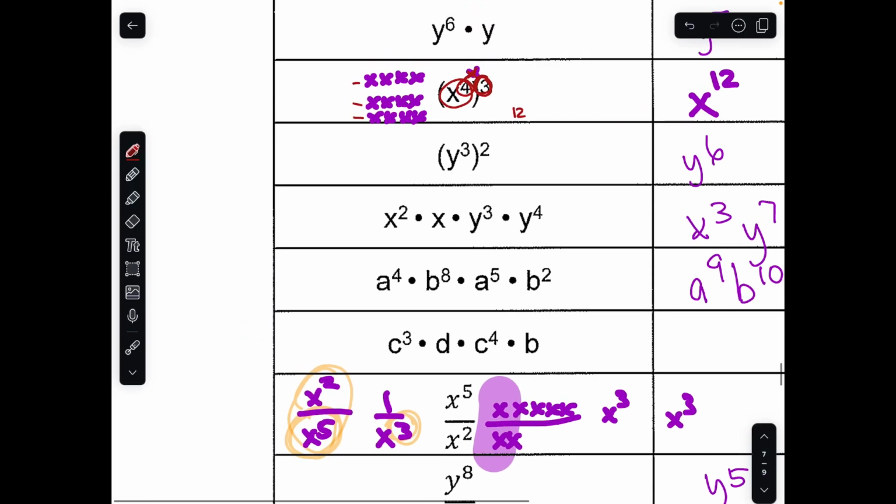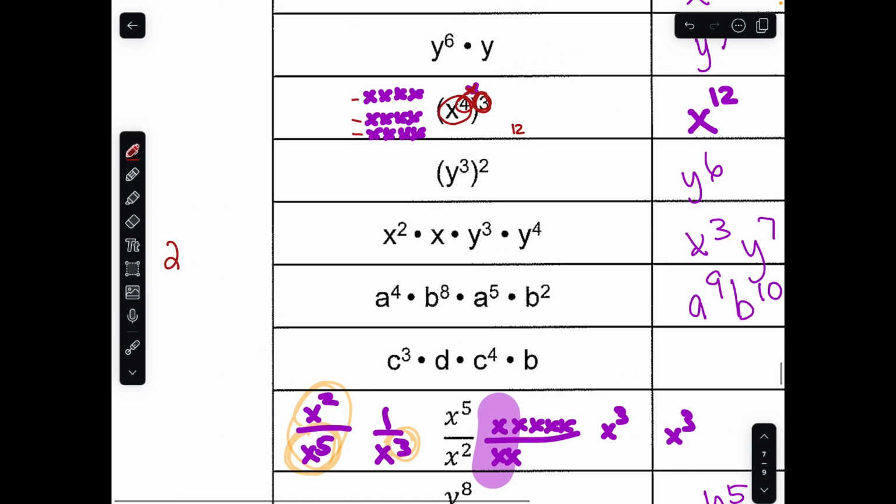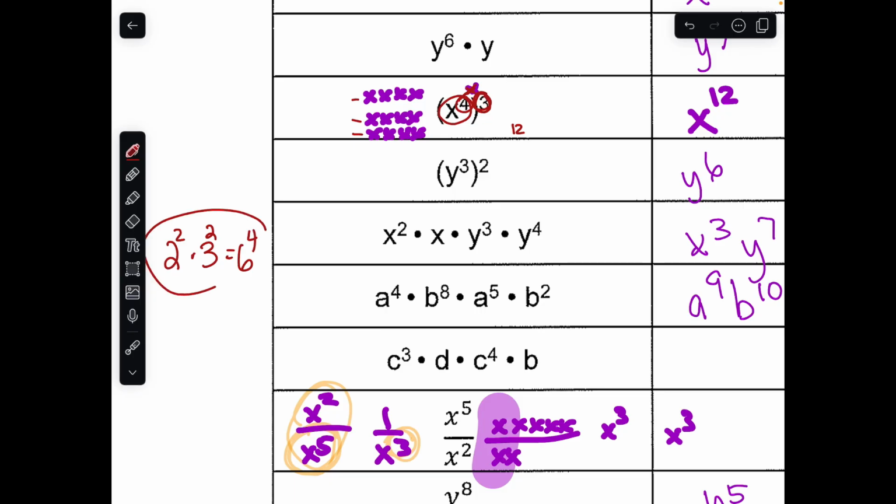And let me just remind you too, if I had 2 to the second power times 3 to the second power, this would not be 6 to the fourth. That's a big no-no, right? That's not going to work out because technically 2 to the second would be 4 and 3 to the second would be 9, and that would be 36. But 6 to the fourth power is not 36.